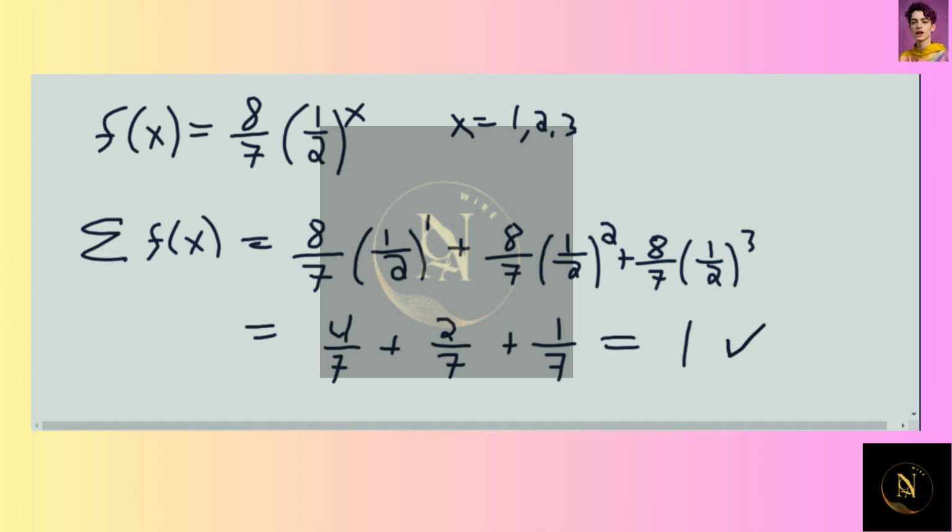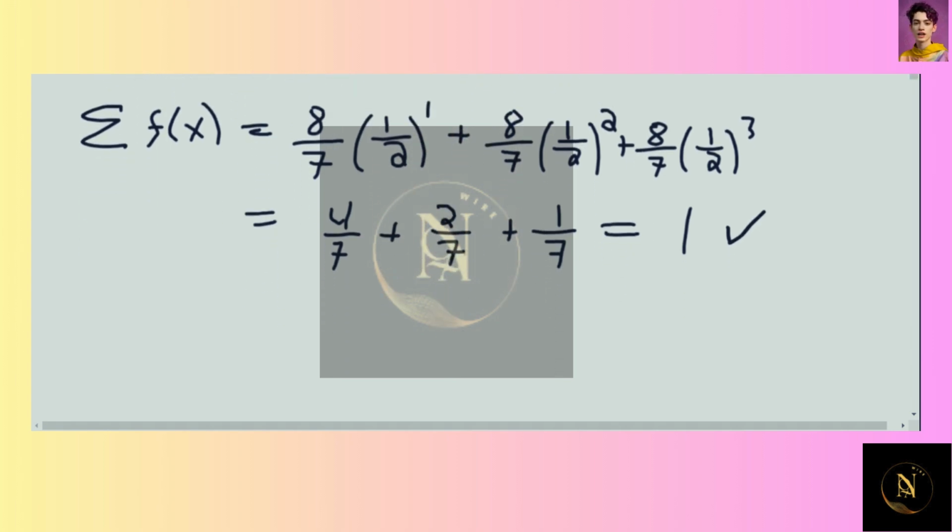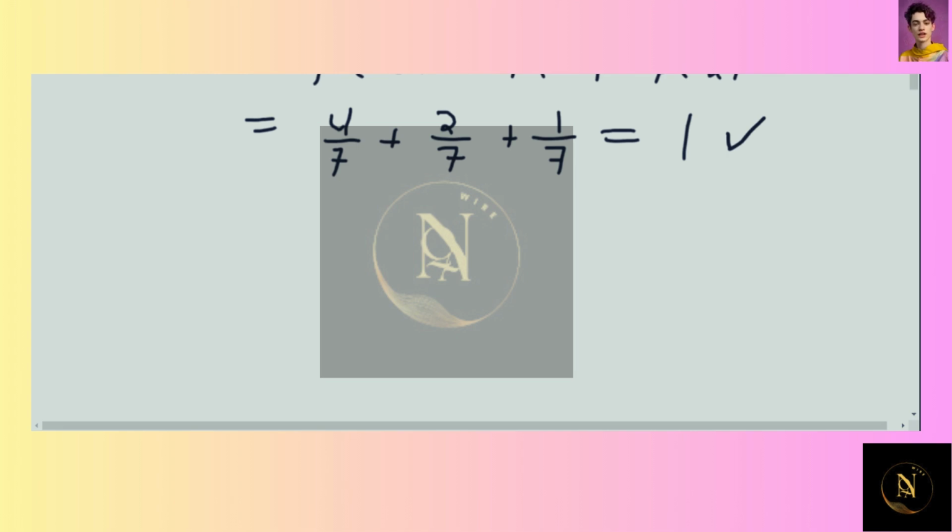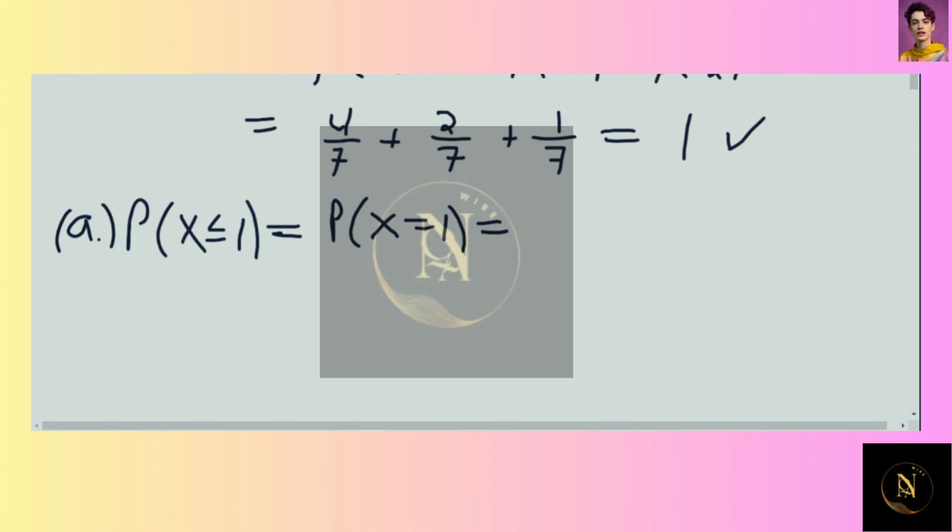Now let's find some probabilities here. On A, we want to find the probability that x is less than or equal to 1. Now the probability x is less than or equal to 1 is equal to the sum of all of the values where x is smaller than or equal to 1. There's only one of those, that is only when x is 1. And the probability when x is 1, just plug in 1 for our f of x. And so this is 8/7 times 1/2 to the first, which is 4/7.